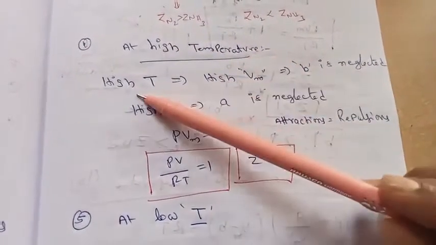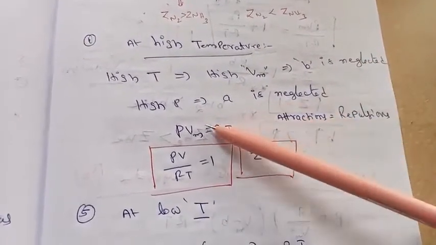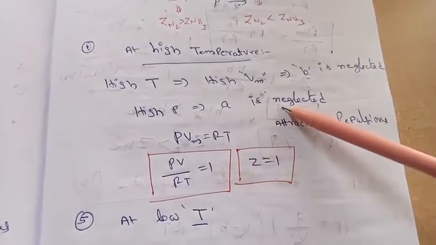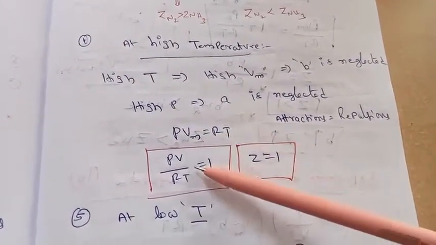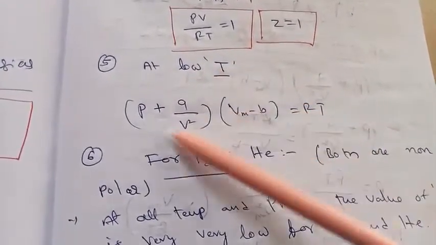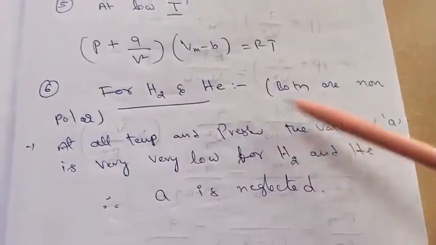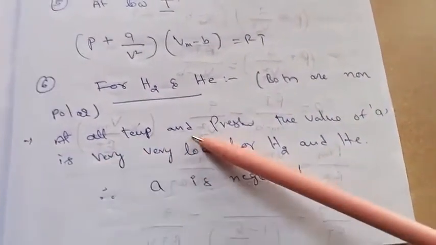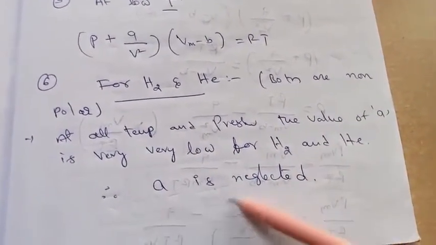Another very important case is high temperature. At high temperature the volume is very high and b is neglected. At high pressure a is neglected, and at high temperature b is neglected. So finally PV = RT and PV/RT = 1. These are the various conditions. The important conclusion is that hydrogen and helium are both non-polar, so at all temperatures and pressures the value of a is very low for hydrogen and helium. Therefore a is neglected.